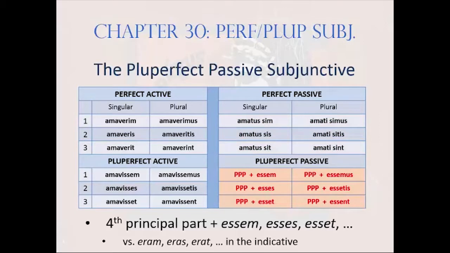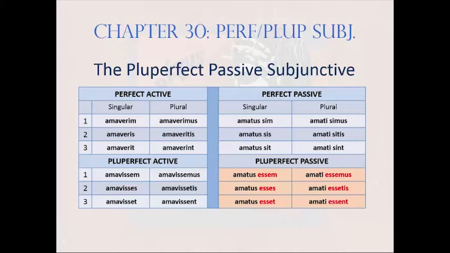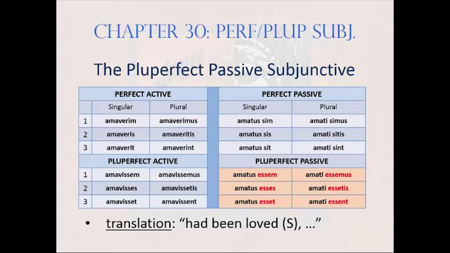Duh, the perfect passive participle plus essem, esses, esset, the subjunctive counterpart of eram, eras, erat. For instance, amatus, or ta, or tum, essem, esses, esset. And in the plural, amati, or tae, or ta, plus essemus, essetis, essent. And the translation? What else? Had been loved subjunctively. And that's it. That's all you need to know in terms of formation for this chapter.